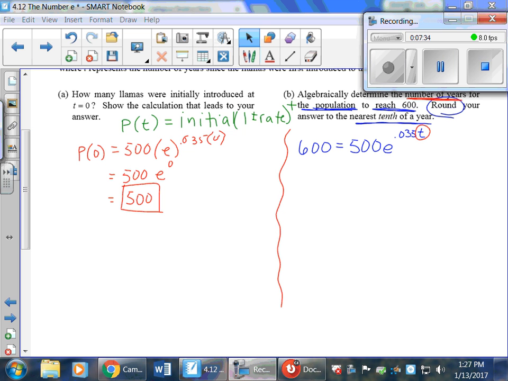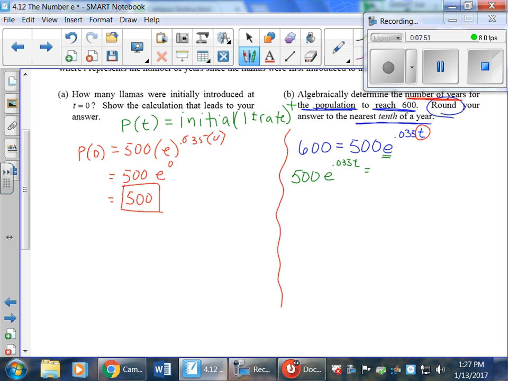Alrighty, so we have to isolate our base, in this case, which is e. The first thing I want to do is flip-flop these because this makes me nuts, you know that. So 500 e to the 0.035t is equal to 600. And isolating that e means we have to divide both sides by 500. So you get e to the 0.035t is equal to 6 over 5, which is approximately 1.2.